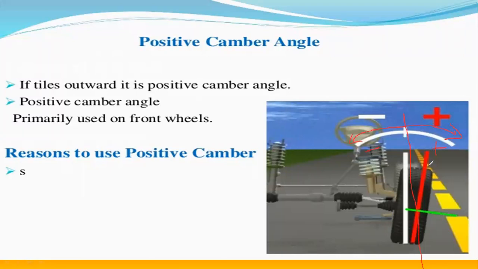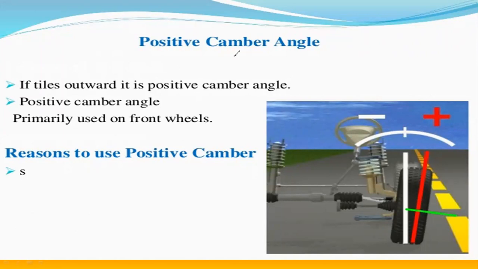So the wheel is placed on the positive side. The wheel is fixed on that axle. That is the camber angle. The camber angle is set at 2 or 3 degrees, based upon the kingpin location. Based upon the kingpin location, we can maintain the camber angle. Positive camber angle is primarily used on front wheels only. So that is the positive camber angle.